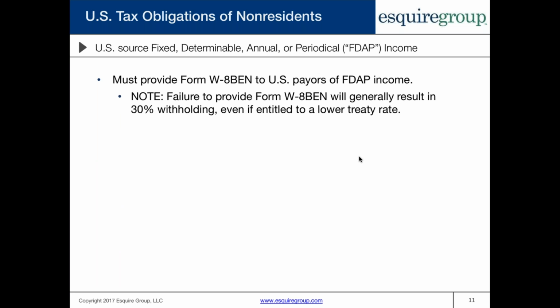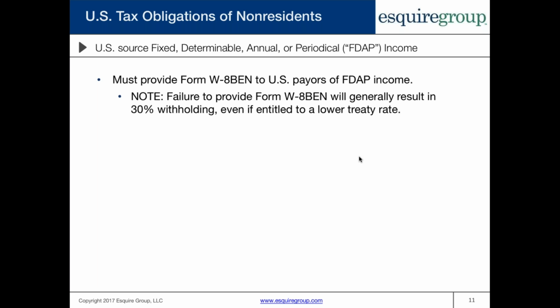Non-resident aliens are required to provide a Form W-8BEN to the U.S. payer of FDAP income. So in the example that I gave with the Panamanian resident receiving a dividend, that Panamanian resident would have had to have provided the U.S. corporation paying the dividend with a Form W-8BEN. Failure to provide Form W-8BEN would result in 30% withholding, which really doesn't make much of a difference if the payment is already going to be subject to 30% withholding.